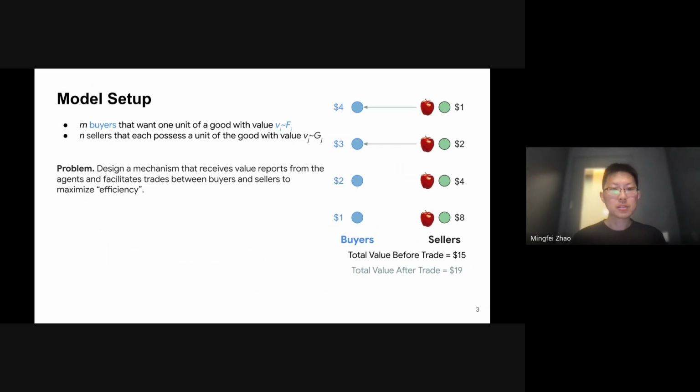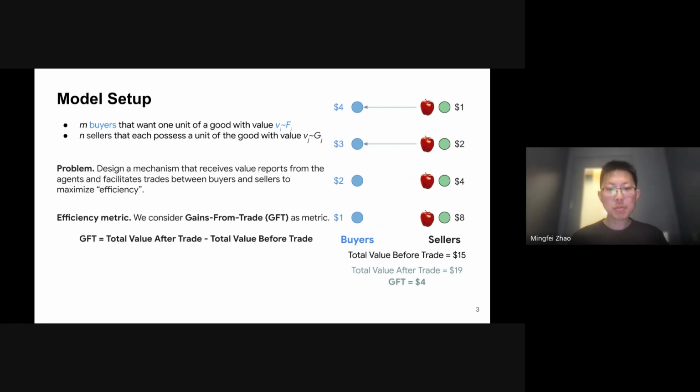The goal of this problem is to design a mechanism that receives value reports from the agents and facilitates trades between the agents to maximize efficiency. In this paper, the specific efficiency metric we focus on is called gains from trade. It is defined as the difference between the total value of the agents after trade and the total value of the agents before trade. In this example, before trade, the total welfare is just the sum of the values of all the sellers, which is 15. After the first two items shift to the buyer, the total value becomes 19. So the gains from trade is 4.